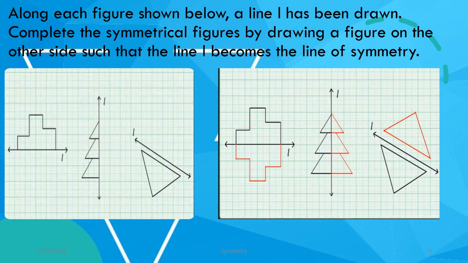Along each figure shown below, a line L has been drawn. Complete the symmetrical figures by drawing a figure on the other side such that line L becomes the line of symmetry. Now here you have 3 images shown in graph paper. Take the graph book after drawing the last lesson's bar graph. The leftover pages you can use for these images. You will draw this in the graph book as per the measurements shown here, along the axis of symmetry, count the number of lines, that is units, and then plot a point, then again count the number of lines and plot a point on each side, and then draw this figure. After drawing it, since you know how many points there are, you can draw exactly the same on the opposite side as well.